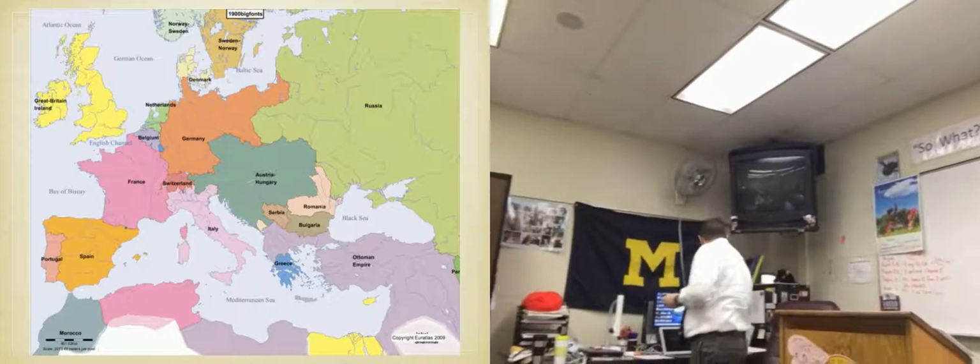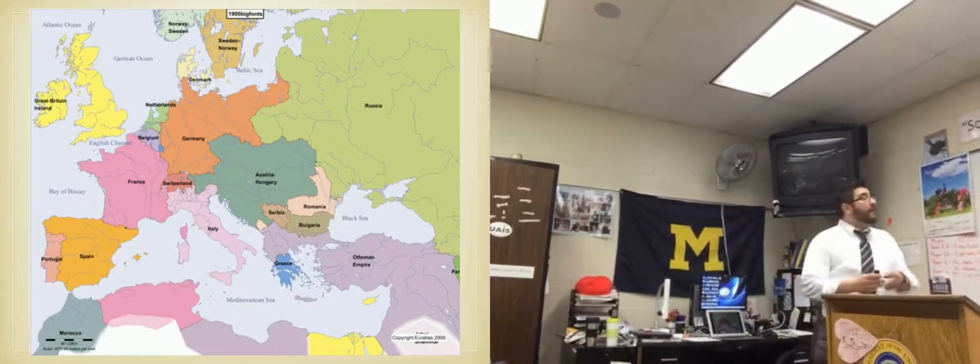So all we want to make sure we can walk out of today with is an understanding of why the First World War began, how the First World War was fought, and then the impacts of that war. So first, we want to take a look at this map.